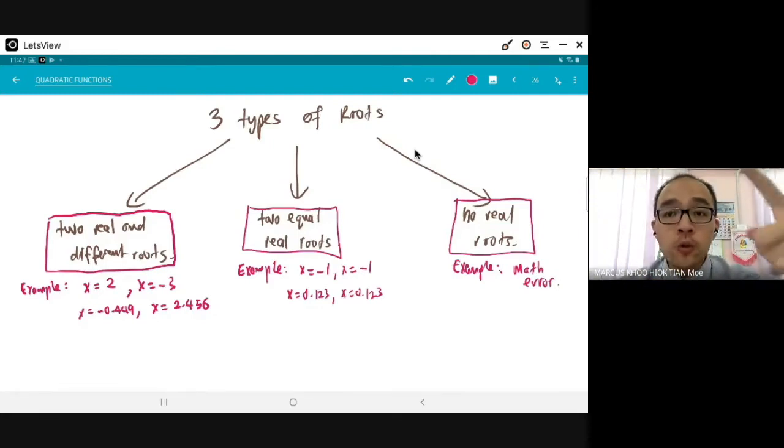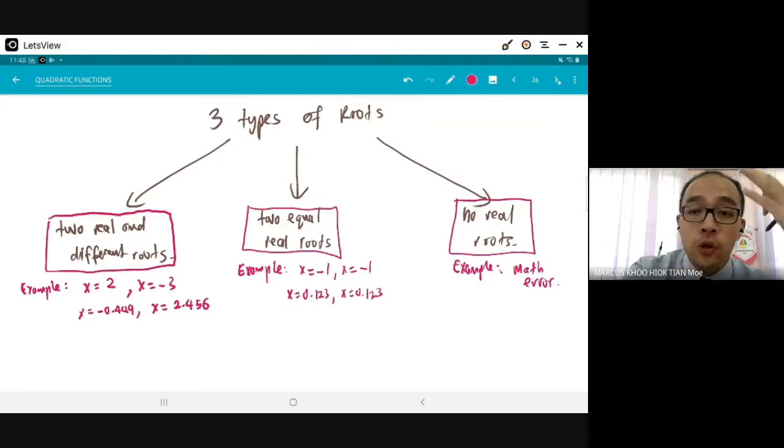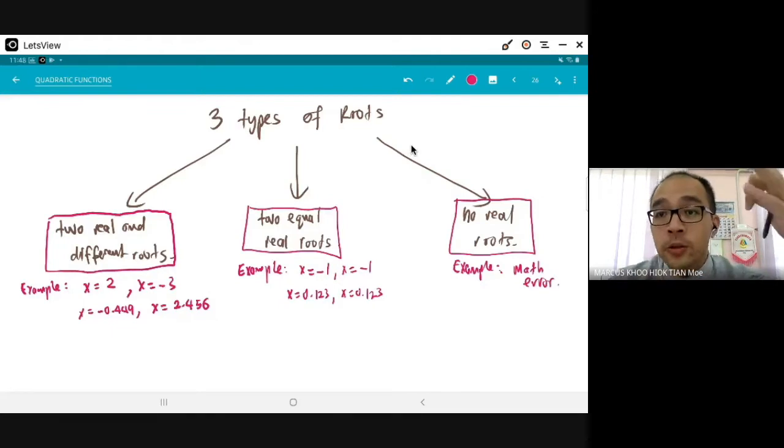Satu, two real and different roots. Dua-dua jawapan berlainan. Kedua, two equal real roots. Dua-dua jawapannya sama. Ketiga, bila kau kira-kira, kamu akan dapat math error. So this is no real roots. Okay, so these are the three categories of jenis punca yang kamu harus ketahui.